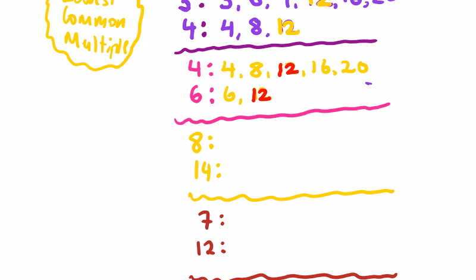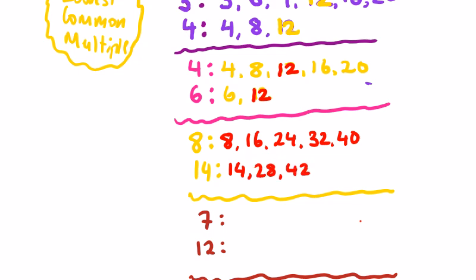8 and 14. So 8, 16, 24, 32, 40. Is that enough? 14, 28. You might want to use your calculator if you're not brilliant at mental arithmetic. 42, add 14, 56. Still doesn't seem to appear up above, so I need to do a few more above. 48. Oh, look what happens. 56. So you're not supposed to get to the answer straight away. Sometimes it takes a bit of work, a bit of patience.